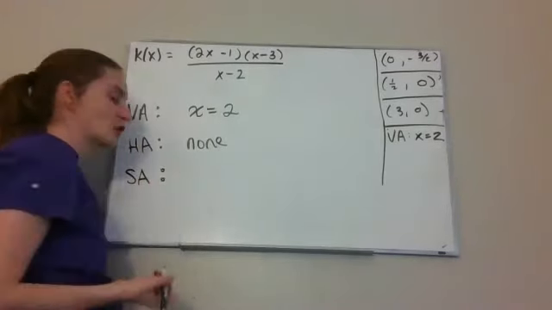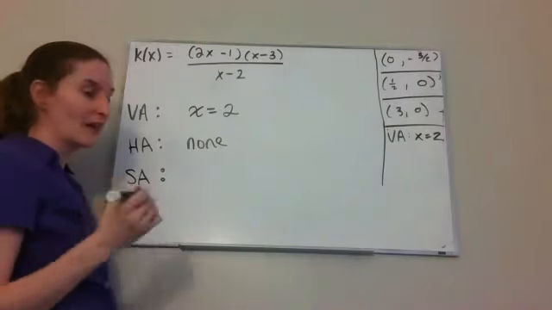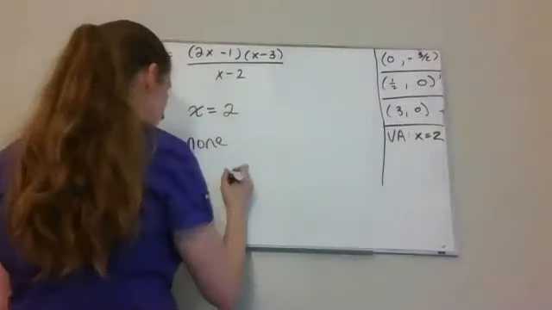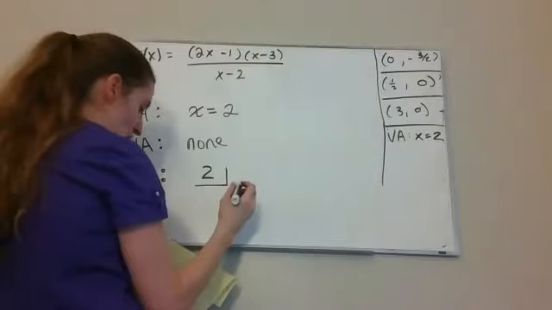But the degree of the numerator is exactly 1 bigger than the degree of the denominator. So I have a slant asymptote. I'm going to use synthetic division again. I have a 2 in the box.